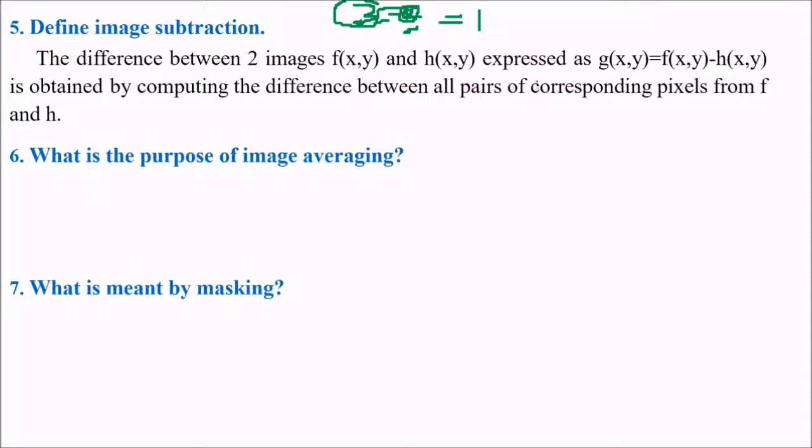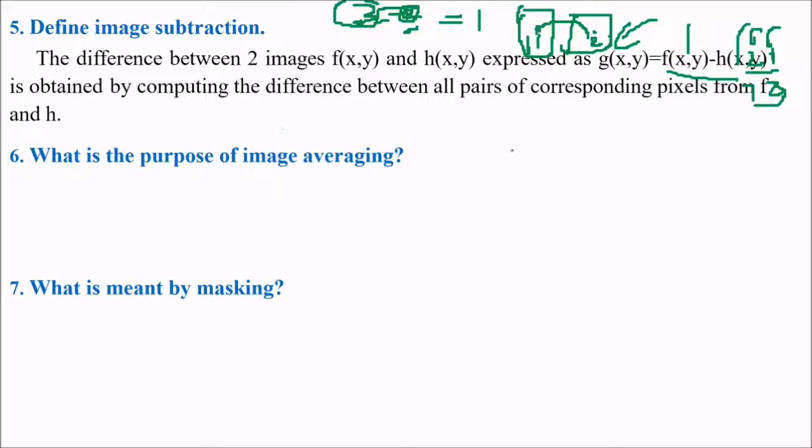So the difference between two images is represented by simply f(x,y) minus h(x,y), where f and h are two images, and the resulting image g(x,y) is obtained by computing the difference between all pairs of corresponding pixels from f and h. So say you have this image, the other image is this. This is a certain pixel corresponding to this pixel in the second image. So you actually perform the subtraction of these two DN values. Say the DN value is 66 here, the DN value is 24 here. So 66 minus 24. In the final image, you will get 42 as the digital number at this particular x, y, or ij value of the matrix.